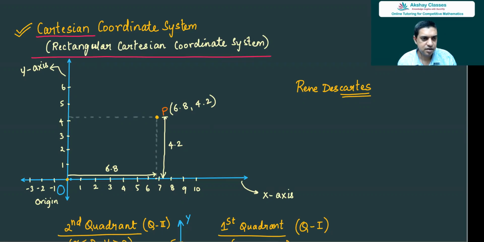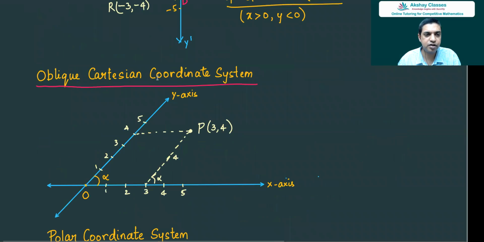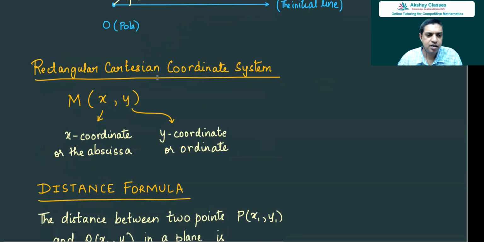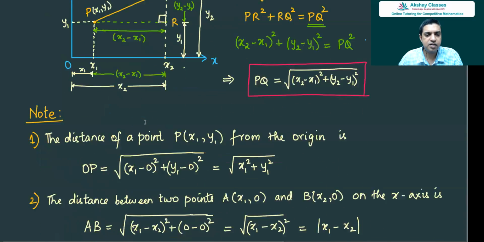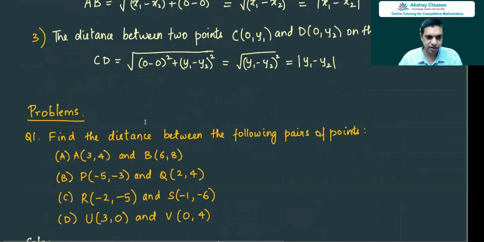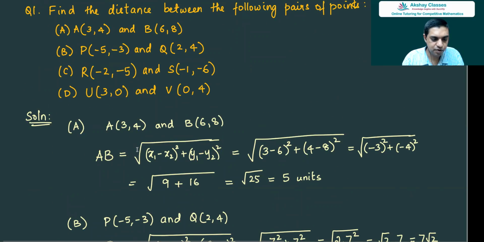In the last class, we had introduced the concept of coordinate systems and the three types of coordinate systems: a rectangular Cartesian coordinate system, oblique Cartesian coordinate system, and polar coordinate system. And now we are focusing on the rectangular coordinate system. We discussed the distance formula and the applications of distance formula, and we had discussed a few problems from the distance formula.